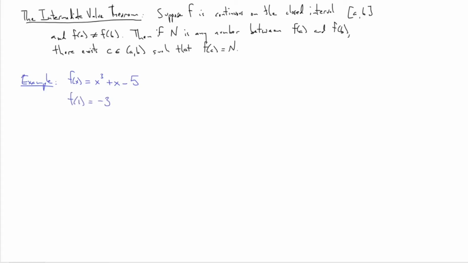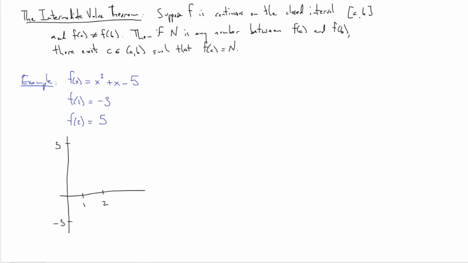And you can notice that f of 1 is negative 3. It's 1 cubed plus 1, that's 2, minus 5, which is negative 3. And f of 2 is 5. F of 2 is 2 cubed, which is 8, plus 2 is 10, minus 5 is equal to 5. And so, by the intermediate value theorem, this function f has an x-intercept, a 0, somewhere between 1 and 2.